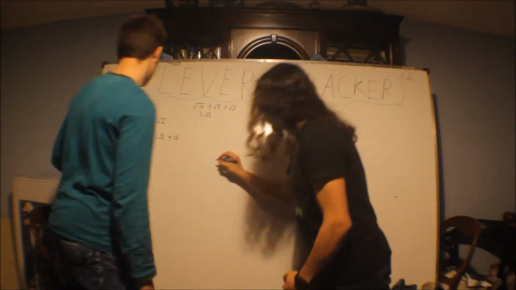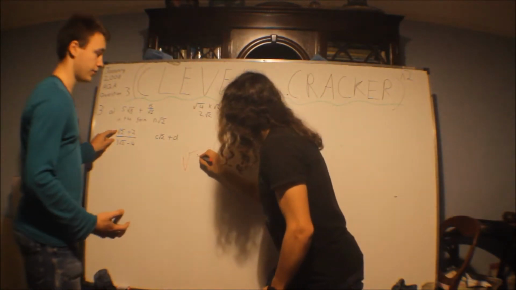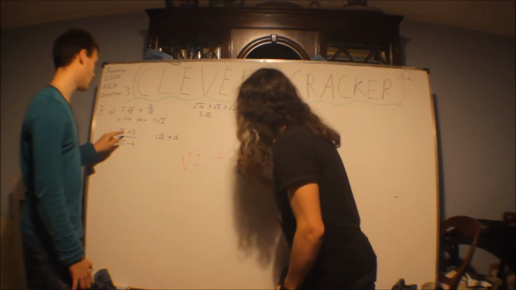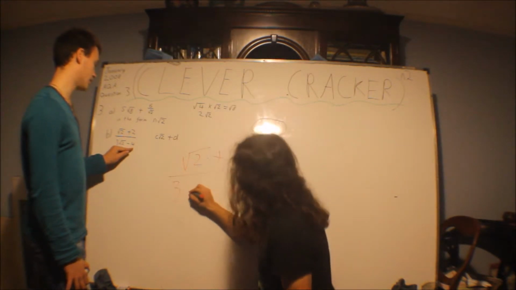So what you do is you take your initial fraction. It's quite a complex fraction, but it's a fraction: root 2 plus 2 over 3 root 2 minus 4.